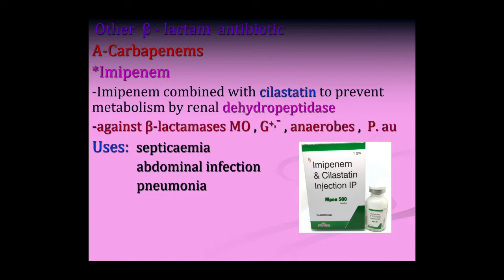There are other beta-lactam antibiotics. They contain a beta-lactam ring in their structure and act on the cell wall, but they are not from penicillin and not from cephalosporin. The first is carbapenem. Carbapenem includes 4 drugs. First, imipenem, which is very important. Imipenem is combined with cilastatin because imipenem is hydrolyzed by dehydropeptidase enzyme in the kidney, so cilastatin prevents this hydrolysis.